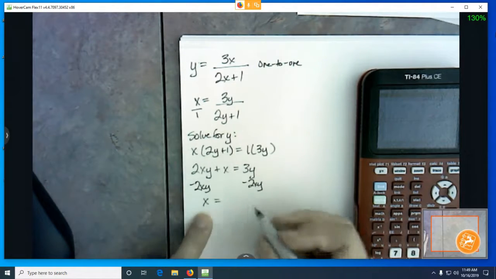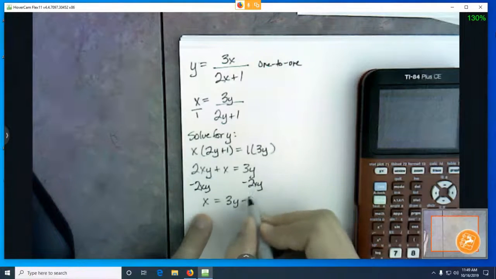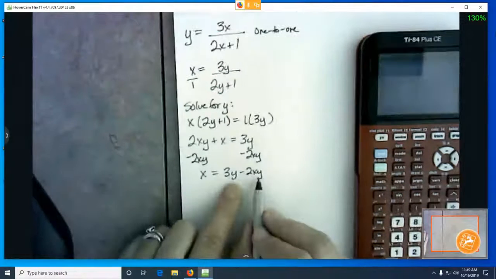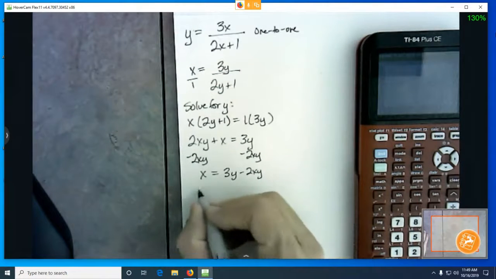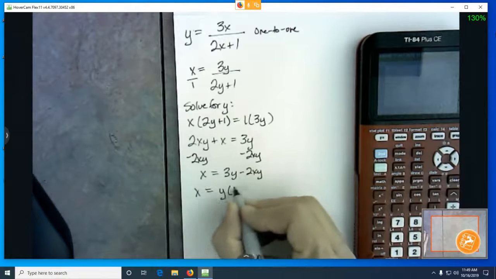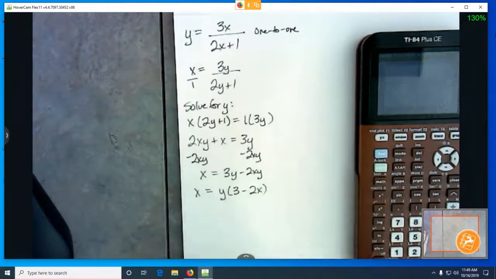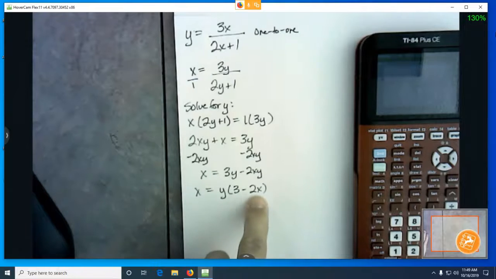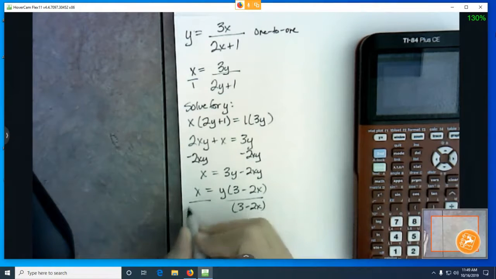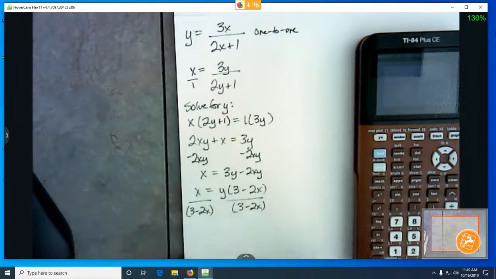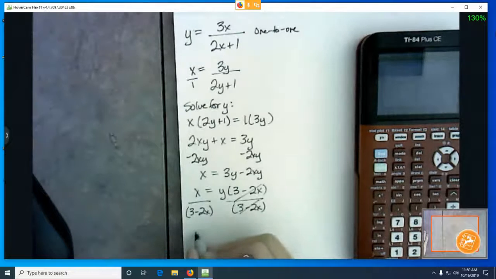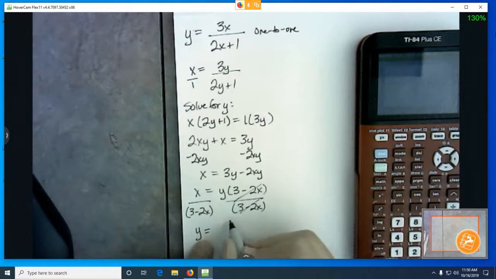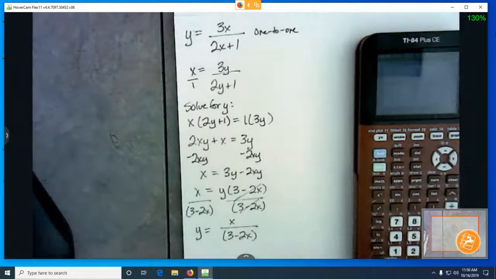So that on this side I just have x, and this side I have 3y minus 2xy. Then since I've got two terms over here, I'm going to factor out the y. That gives me y times 3 minus 2x. Now I can divide out this whole factor. That way it's going to cancel on this side, and now I've got my equation for y is x over 3 minus 2x. So here would be my inverse equation.